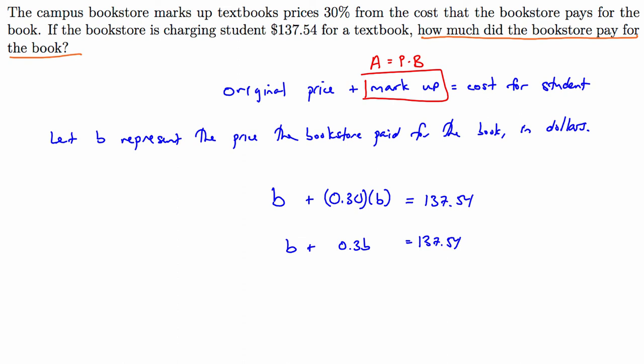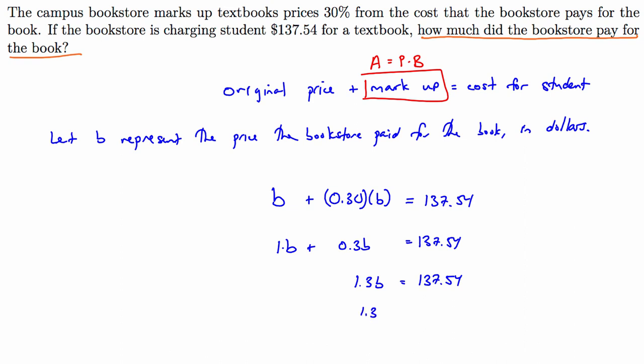The original price of the book b plus 30% more of that book's original price will then equal the price we charge the students. To solve this equation, our next step is to simplify both sides of the equation. We want to remember that b represents 1b. We don't typically write the 1 in front of the b, but we can if we need to. So when we add b plus 0.3b, that's really saying 1b plus 0.3b is 1.3b. So 1.3b equals 137.54.